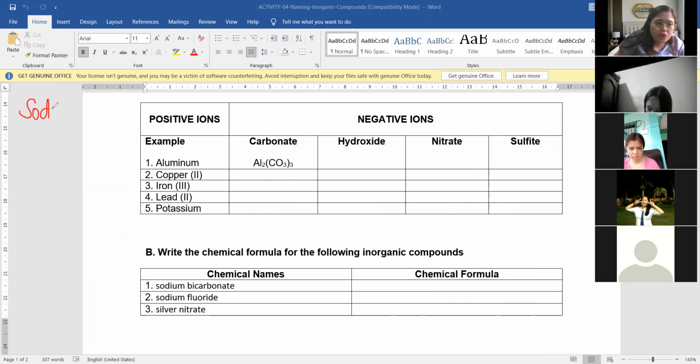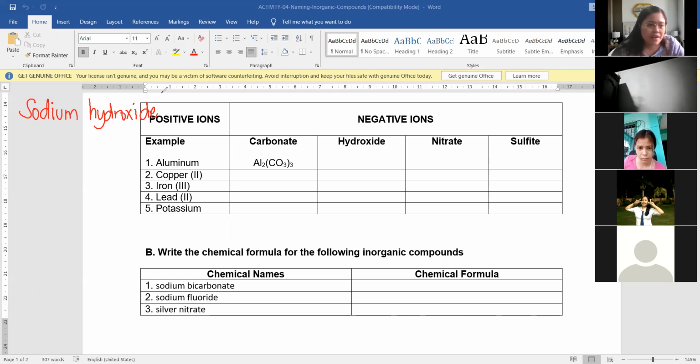We have sodium hydroxide. Or this is what we call the caustic soda. Sodium hydroxide. So ang first step, parehas gihapon, name the elements or the polyatomic ion. Sorry, symbol. So we have sodium is Na and then hydroxide class is OH. So polyatomic ion ng hydroxide ha.